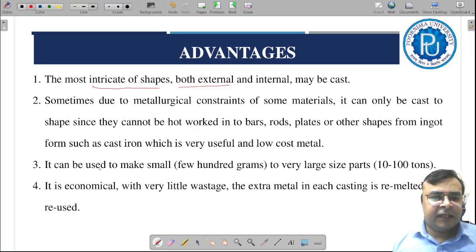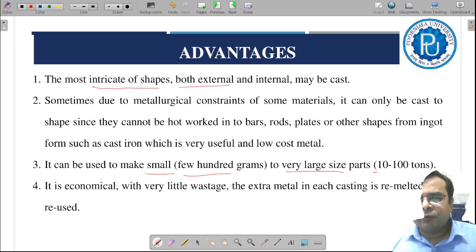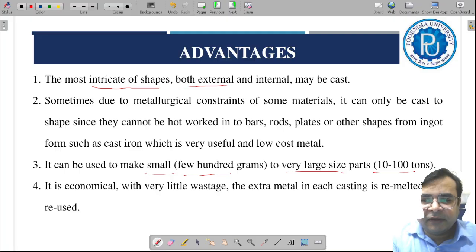Next, it can be used for making very small castings, from a few hundred grams, to very large castings of up to 100 tons, which can be easily produced. This is also one of the biggest advantages of the metal casting process. And it is an economical process because its tools are very cheap, and wastage of material is also very little, because whatever extra material we get is cleaned properly, remelted and reused. Since the wastage of material and the tooling cost are very low, this entire process is economical.